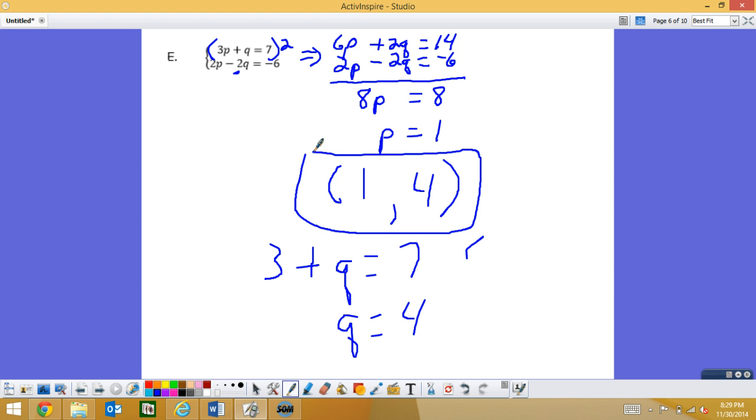So that is multiplying one of the equations by a constant to end up with a variable that eliminates. In the next video, we're going to be looking at multiplying both equations by different constants so that we end up with eliminating one variable.